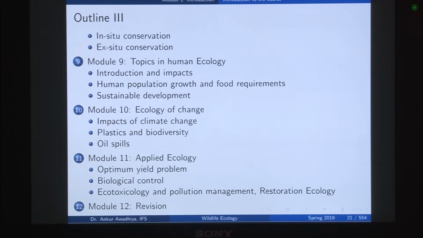The ninth module is topics in human ecology. So, we will have an introductory session followed by human population growth and food requirements and sustainable development. The 10th module is ecology of change. So, we will have impacts of climate change, impacts of plastics especially on biodiversity and the impacts of oil spills. The 11th module is applied ecology. So, we have the optimum yield problem, biological control and ecotoxicology and pollution management and restoration ecology. And then we will devote a week to revision of all the topics that we have covered so far.